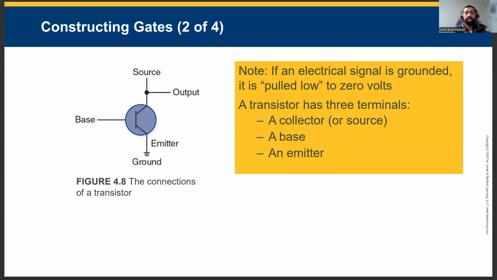A typical transistor has 3 terminals: collector or source, base, and emitter. When a signal is grounded, it is pulled to 0 volts. By arranging transistors so that a control input opens or closes a path to ground or to a supply voltage, we realize the on-off behavior each gate requires. The exact naming and physics differ across technologies, but the switching model is universal.